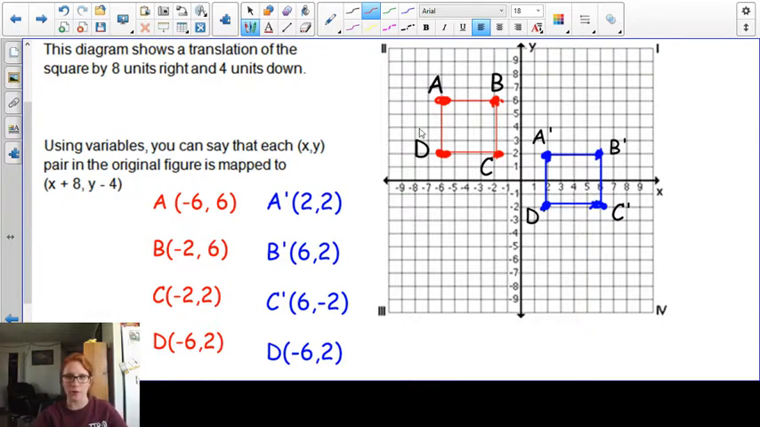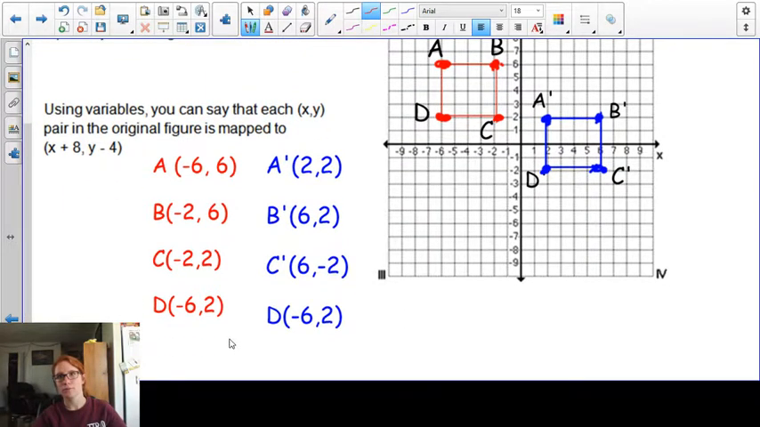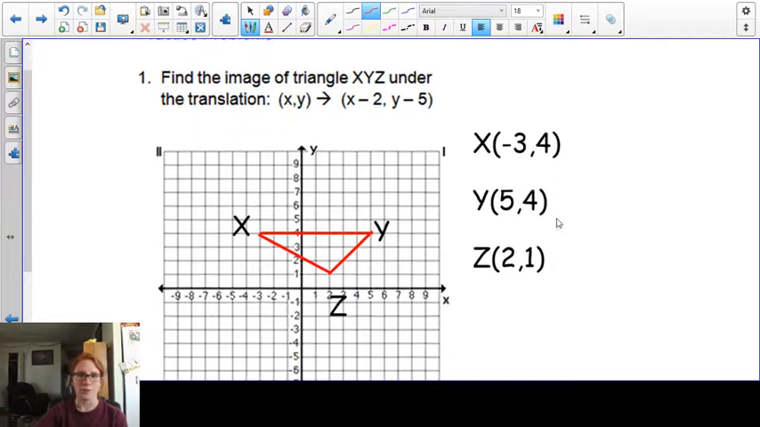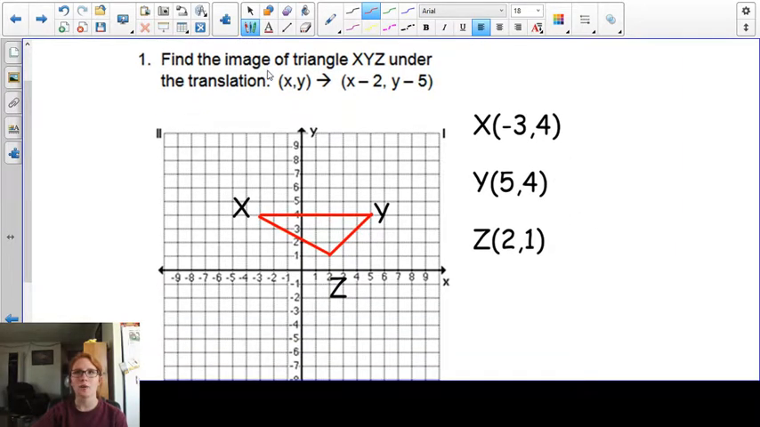So I took my original points, here they are in red. I added 8 to every x component, and I subtracted 4 from every y component. So my new shape is down here in the blue. So let's do one together. We are going to translate this image 2 to the left and 5 down.